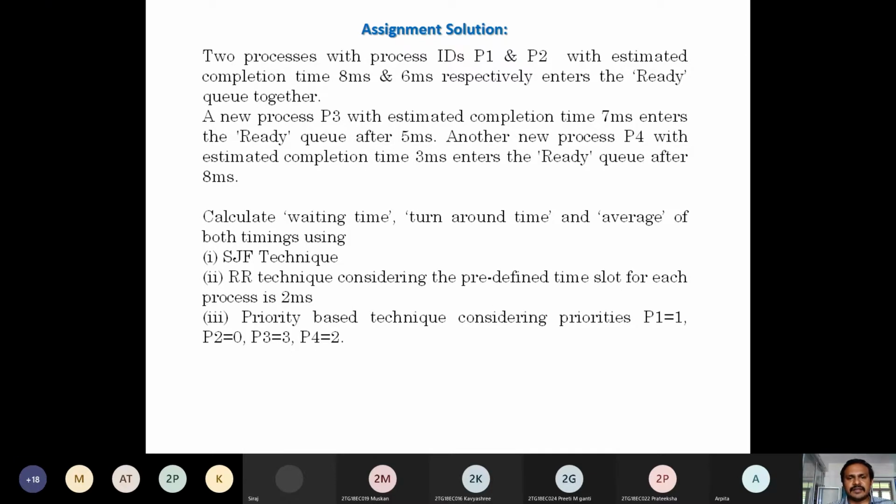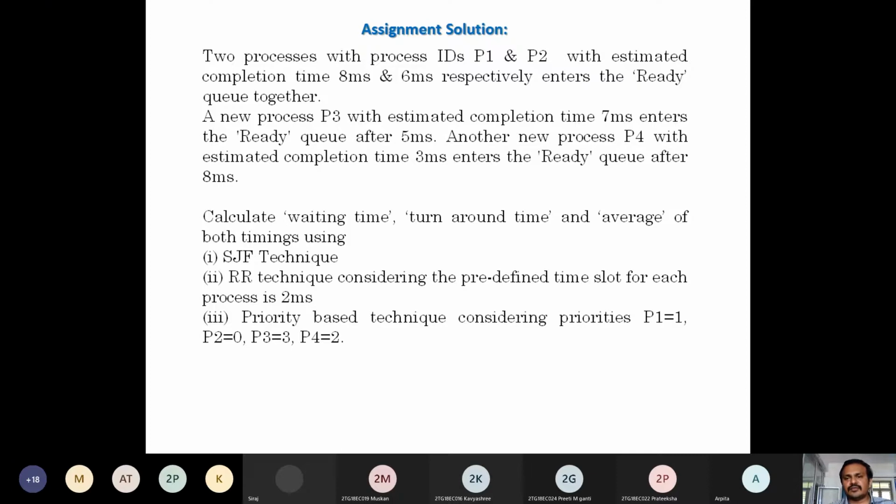Then what we are going to observe is that some processes enter in the middle. Once the system starts the process execution, some processes enter in the middle. So as per the problem statement, P3 enters at 5 milliseconds with a completion time of 7 milliseconds. So P3 has 7 milliseconds to complete, but it enters at the 5th millisecond.